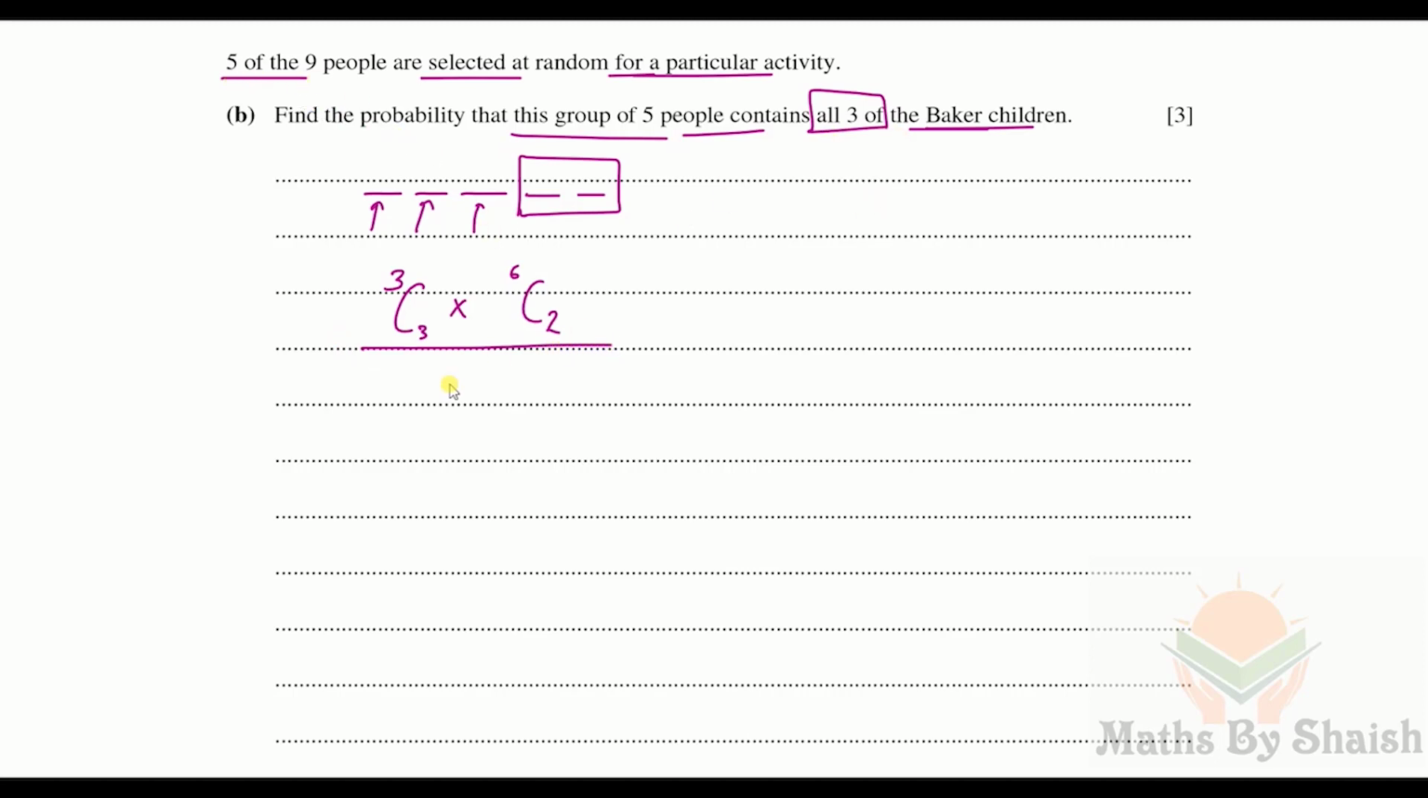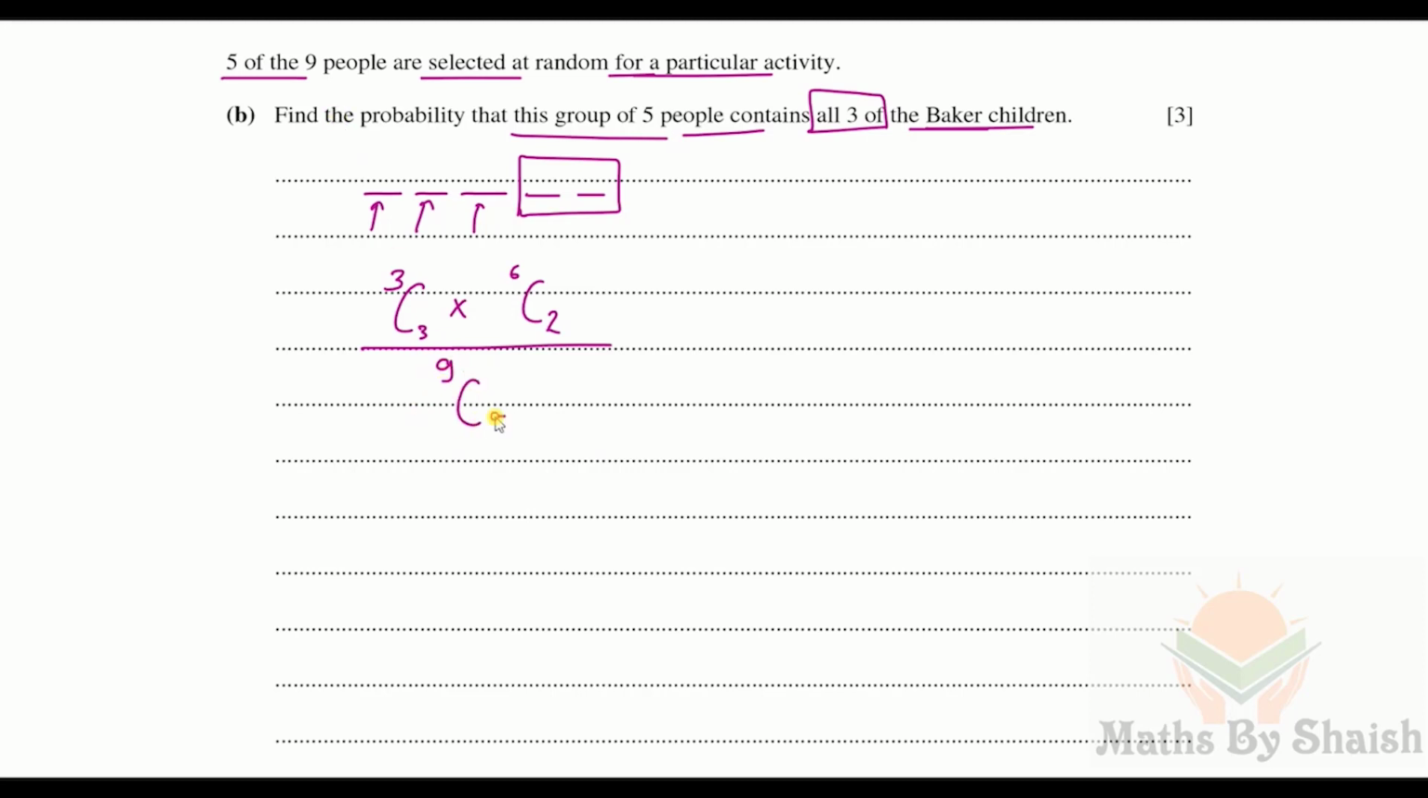And probability, since we are finding the probability, then we'll have to choose 5 people. The denominator would be the total selections, the total number of ways we can select 5 people out of 9, and that is of course 9c5.